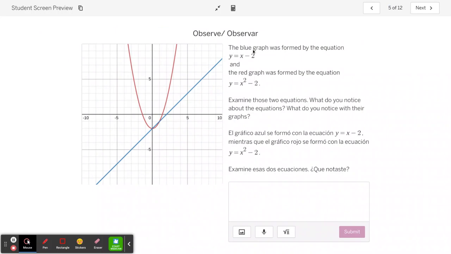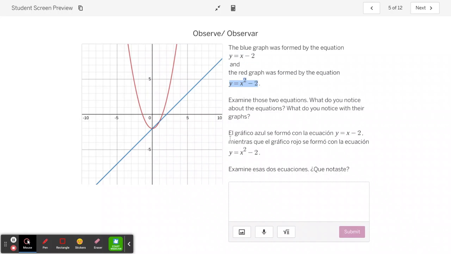On slide 5, now we're looking closely at the two equations. The blue graph was formed with this equation, y equals x minus 2. You'll notice right here, we have a straight line, meaning because it's linear, we have a slope of 1. We have a y-intercept of -2. Because it's linear, we could write it in the form y equals mx plus b.